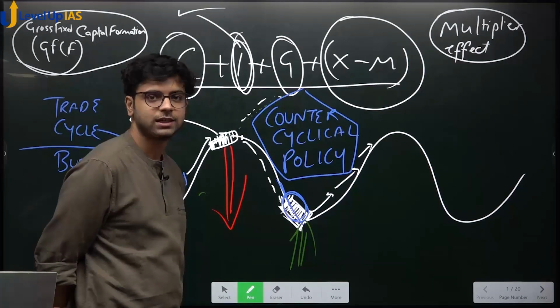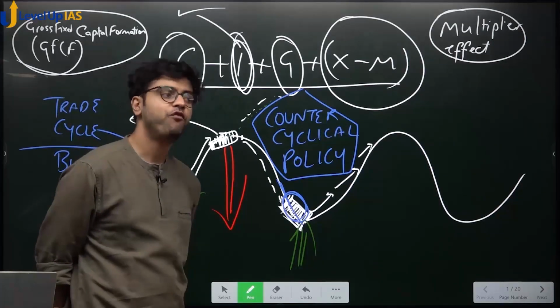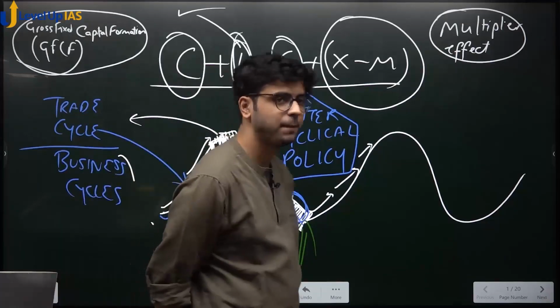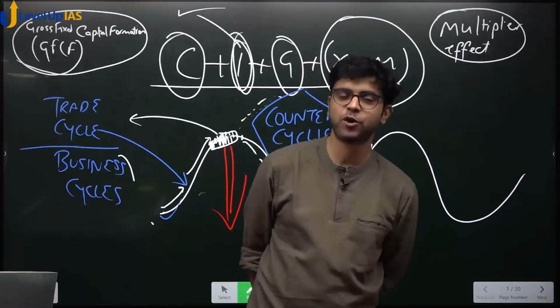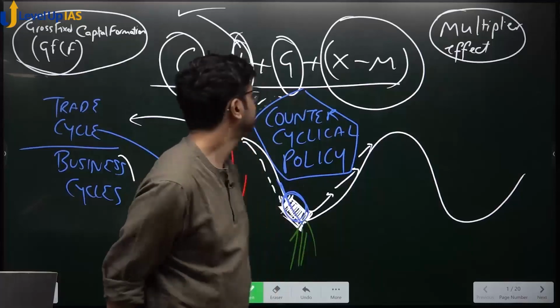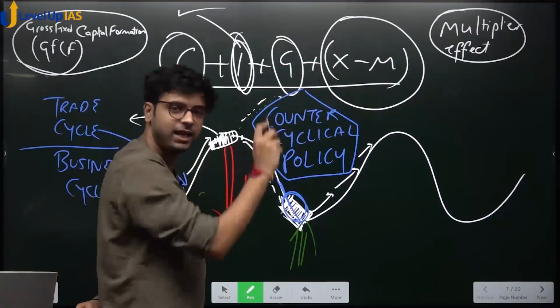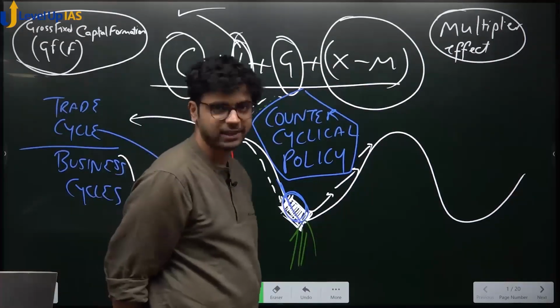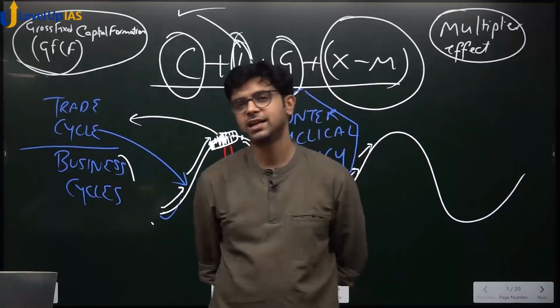Are you getting it? Counter-cyclical policy. Now, where does the role of fiscal policy come into this? Where does the role of monetary policy come into this? How is this equation related to this? We will see in the next lecture, when we start directly after revision.